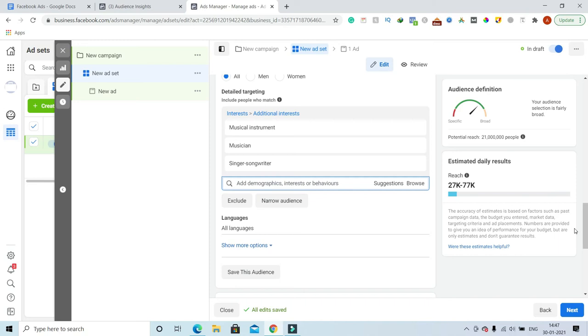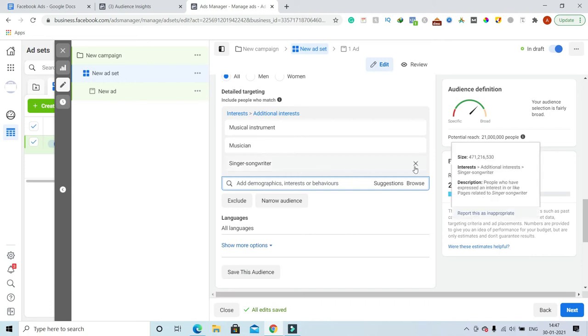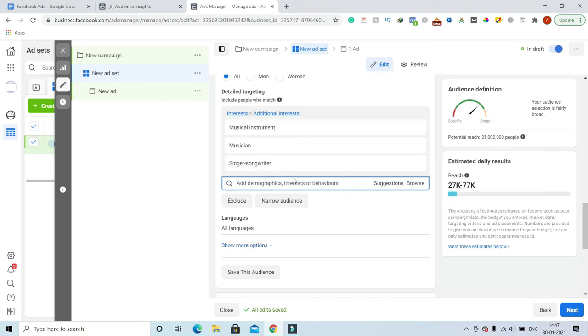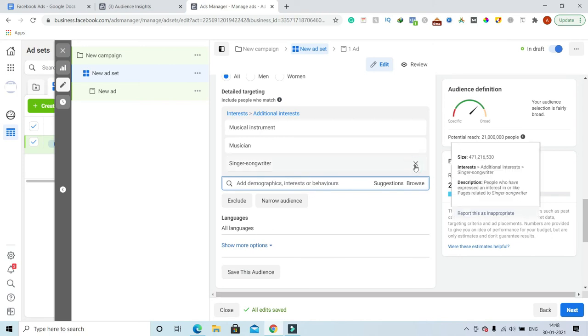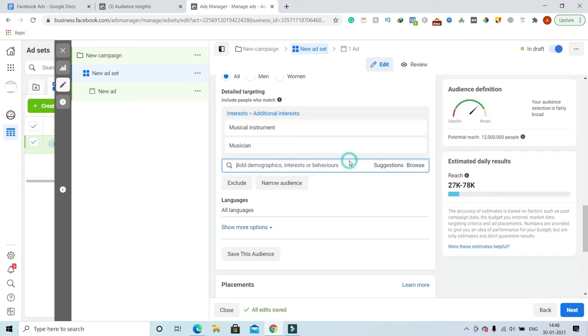But one important thing: have some big audience for Facebook. Don't define your interest or narrow your interest so much that you are not going to have anything for Facebook. You cannot tell Facebook very specifically. Now let me give you an example. Now there is this option called narrow audience.